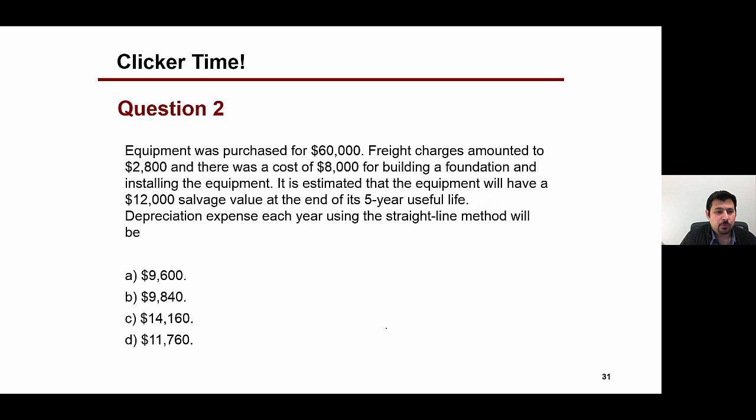So let's look at this example here. Equipment was purchased for 60,000. Freight charges amounted to 2,800, and there was a cost of 8,000 for building a foundation and installing the equipment. It is estimated that the equipment will have a $12,000 salvage value at the end of its 5-year useful life. The depreciation expense each year using the straight line method will be. So they are using the straight line method.